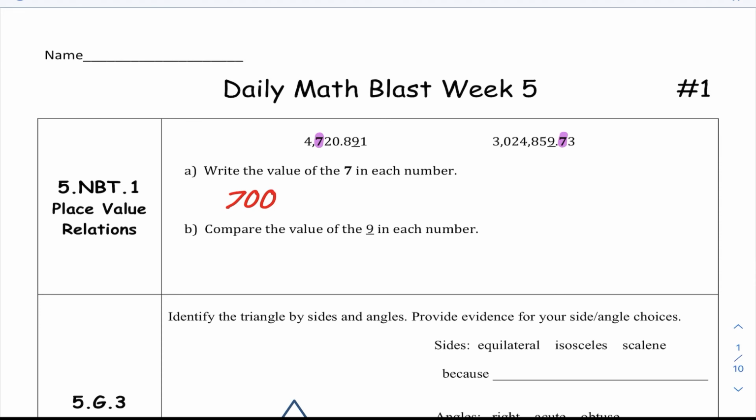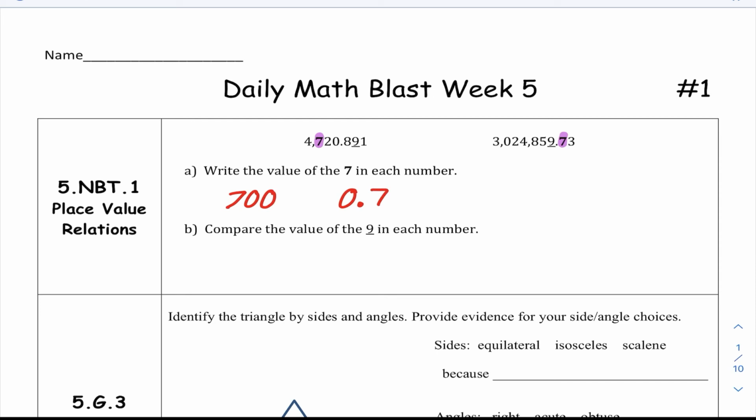Now in my second number, the 7 is in the tenths place. Well, I have 7 of those tenths, so therefore the value is 7 tenths. So I could write that in standard form or word form. Now our next part of the question says, compare the value of the 9 in each number.